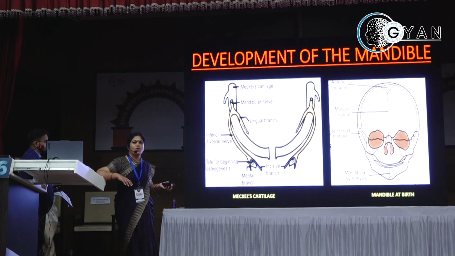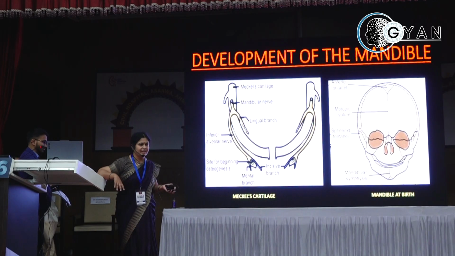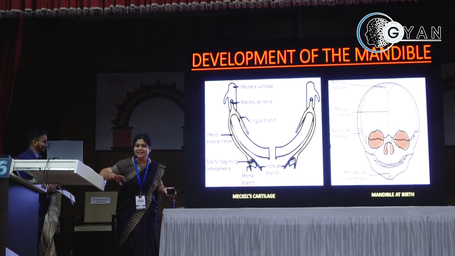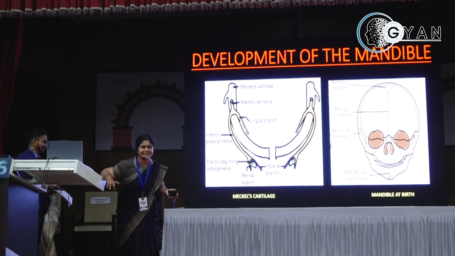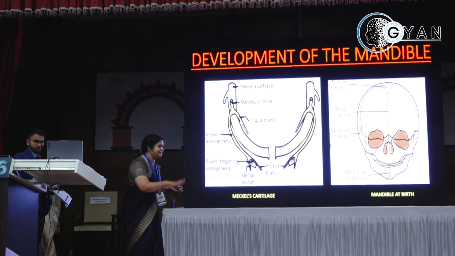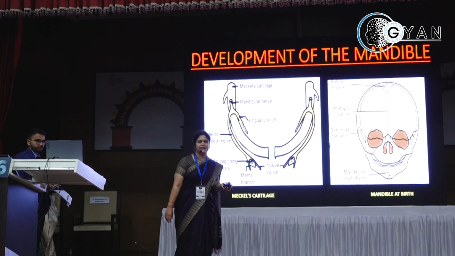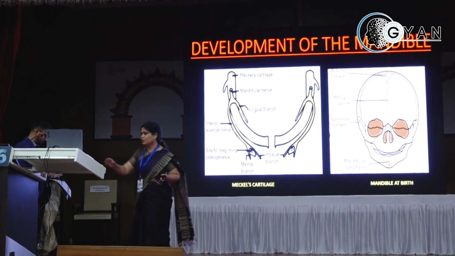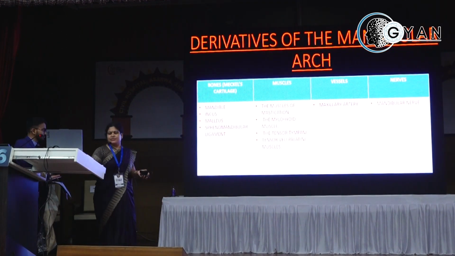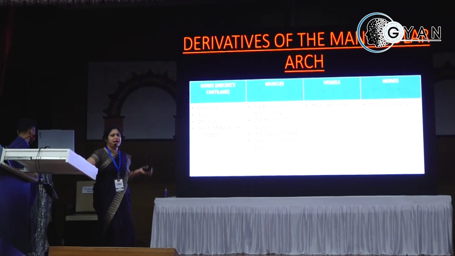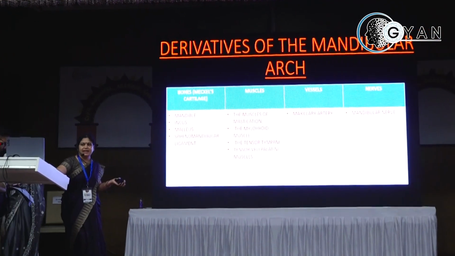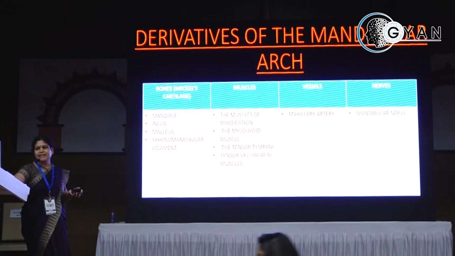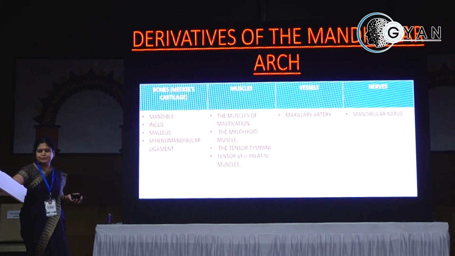Can anyone tell me at what age the mandible fuses in the midline? Anybody? Okay, we'll not waste time. It's within the first 1 year. The range is between 4 months to 1 year of age. So these are the structures that are derived from the mandibular arch. Every arch will give bone, vessel, muscle and nerve supply.